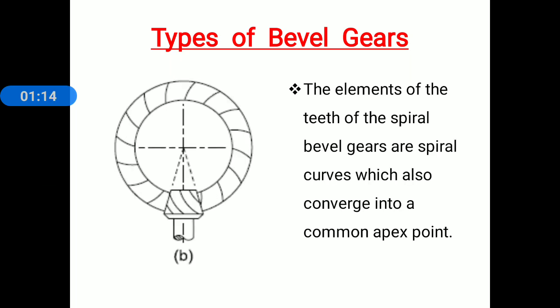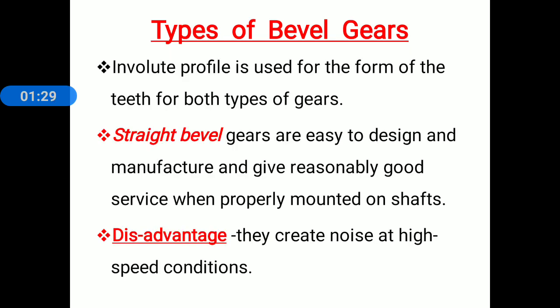Similarly, in a spiral bevel gear, the elements of the teeth are spiral curves which also converge into a common apex point. Involute profile is used for the form of the teeth for both types of gears. Straight bevel gears are easy to design and manufacture and give reasonably good service when properly mounted on a shaft. One disadvantage of the straight bevel gear is that it creates noise at high speed condition.